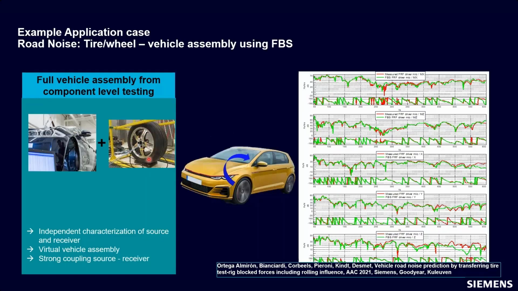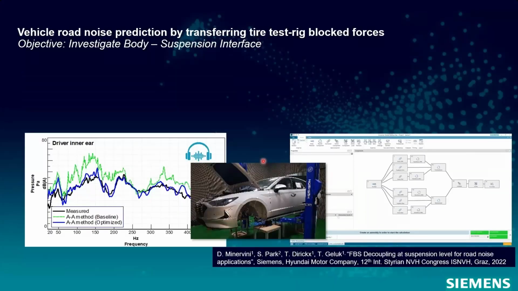So here the tire and the vehicle were measured separately. And then you see here the validation of the measured FRF when the tire was installed on the vehicle and the calculated one by FBS for rotational TOFs from the wheel center towards, and also for the translational TOFs towards the driver's ear. FBS, of course, doesn't only allow you to connect one source and one receiver.